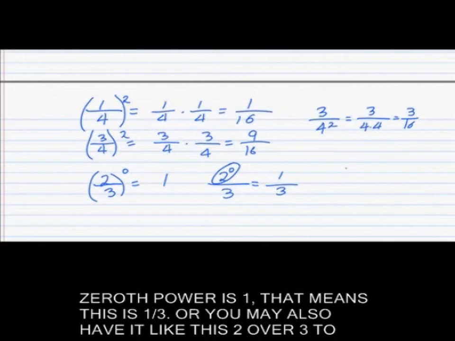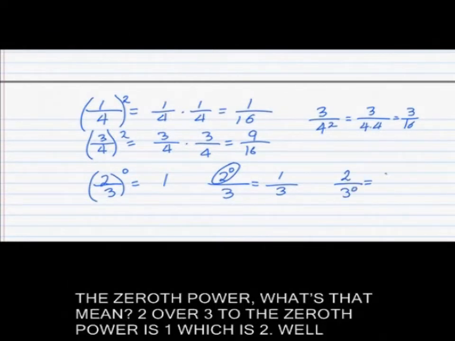Or you may also have it like this. 2 over 3 to the 0th power. What does that mean? 2 over 3 to the 0th power is 1, which is 2.